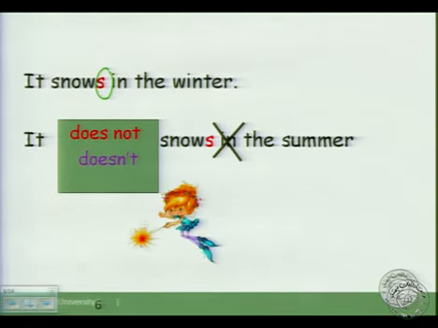How does it become negated, or in the negative form? We put does not or doesn't before the verb here. And then there is a little mistake here. We should cross the S, not N.